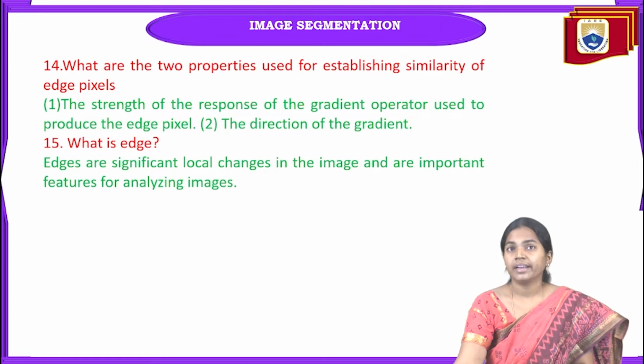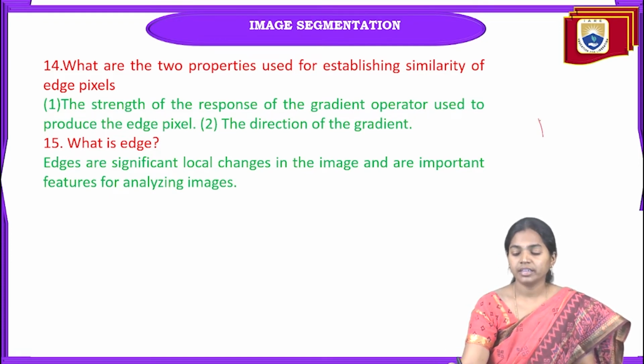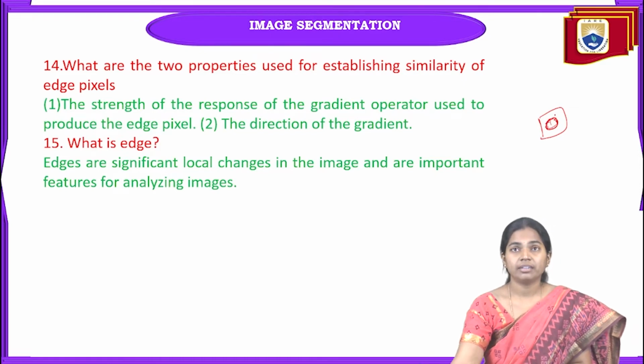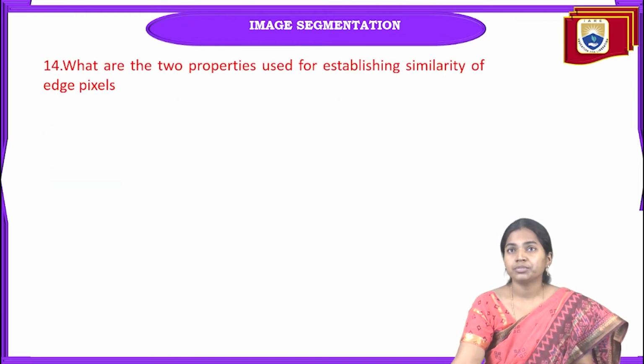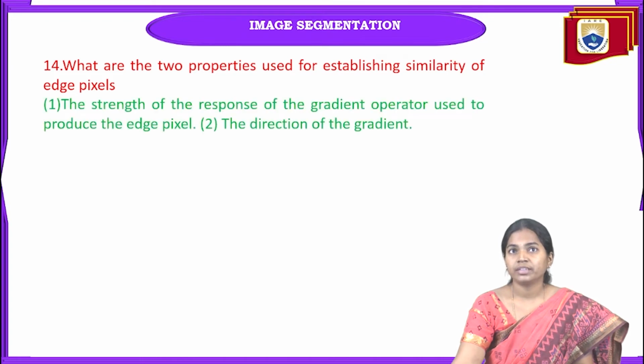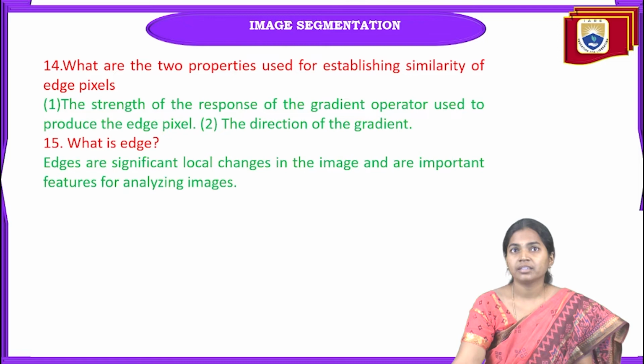What is an edge? Edges are significant local changes in the image and are an important feature for analyzing the image. Consider any image: some pixels have the same gray level, while other pixels have a different gray level. Based on that gray level, we find the edges of an image. What are the two properties used for establishing similarity of edge pixels? The strength of the response of the gradient operator used to produce the edge pixel, and the direction of the gradient.